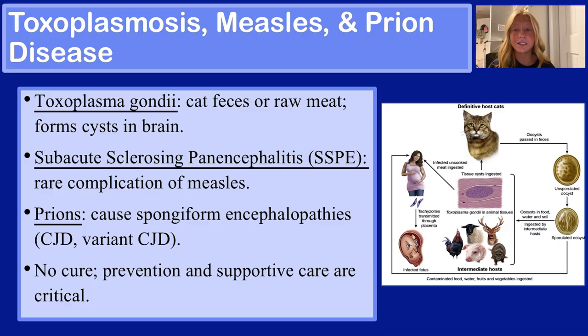And then prion diseases are unique because they're caused by misfolded proteins that trigger other proteins to misfold, creating holes in the brain tissue. And these are resistant to sterilization and have no treatment, which makes them some of the most unique and mysterious infections.